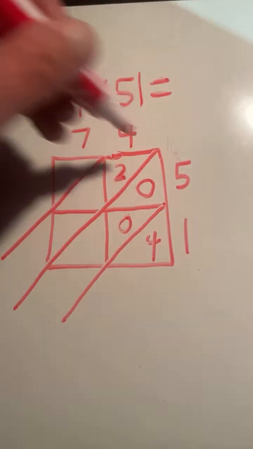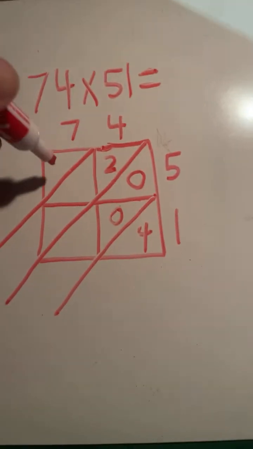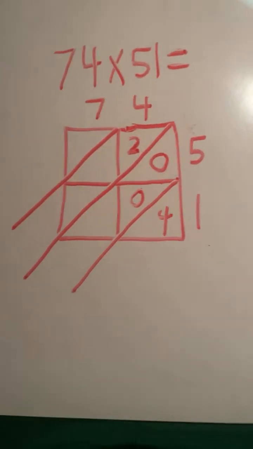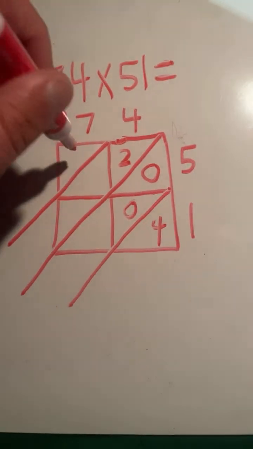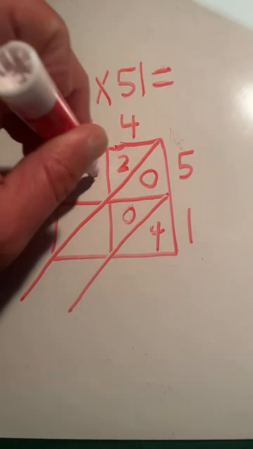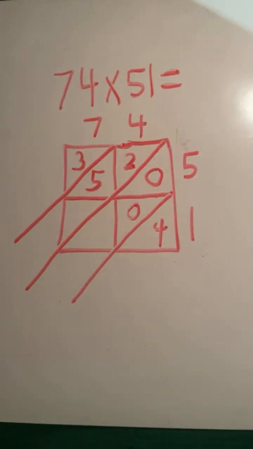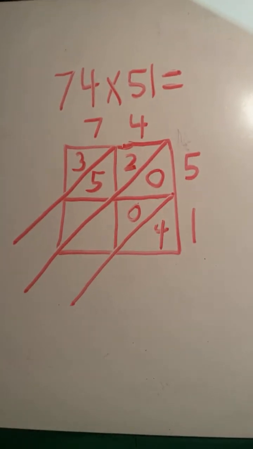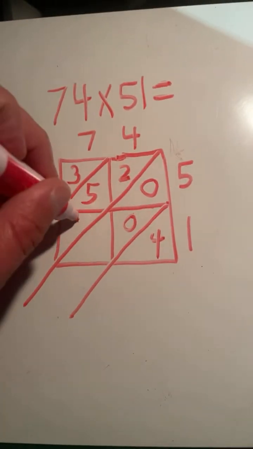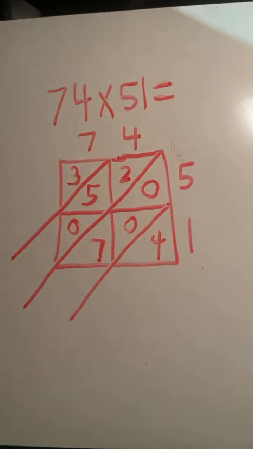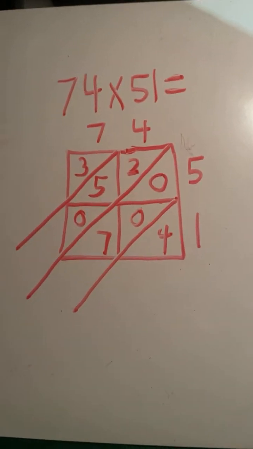Next, we'll multiply 7 times 5. The answer to 7 times 5 goes in this square here. 7 times 5 equals 35. 3 in the top triangle, 5 in the bottom triangle. In the final square, 7 times 1 equals 7. 0 in the top triangle, 7 in the bottom triangle.